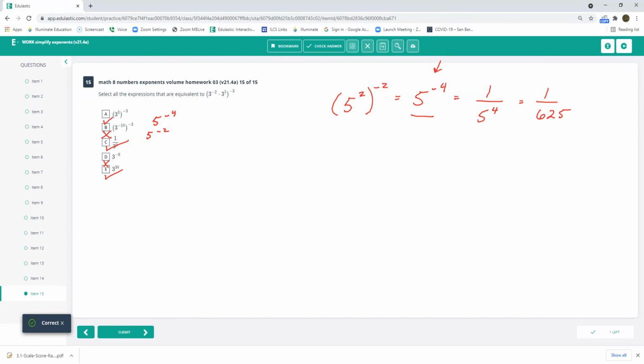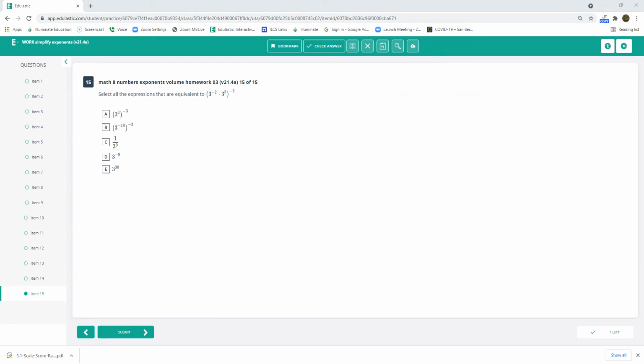Okay, and our last one. What do we have? 3 to the negative 2 times 3 to the 5th. That's going to be 3 squared raised to the negative 3. Power multiply, that's going to be 3 to the negative 6th, which is 1 over 3 to the 6th. And then 3 to the 6th is 729.